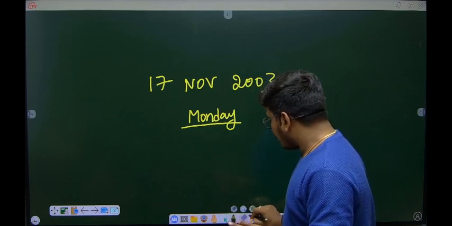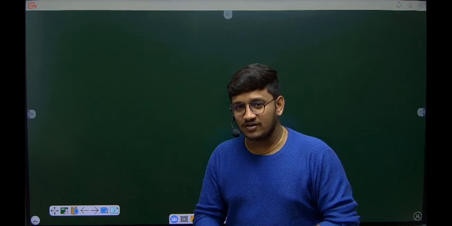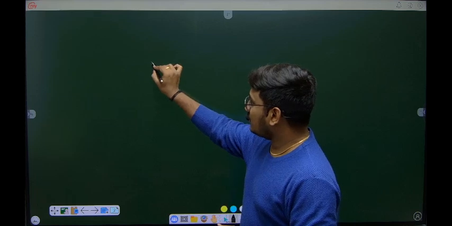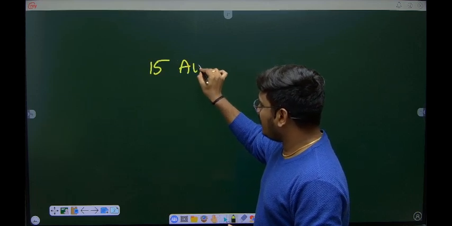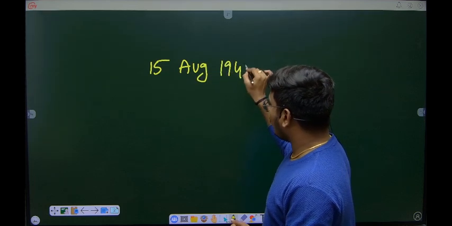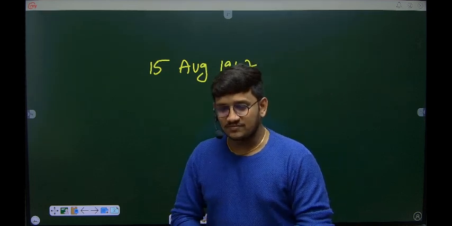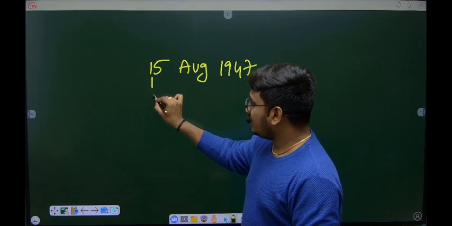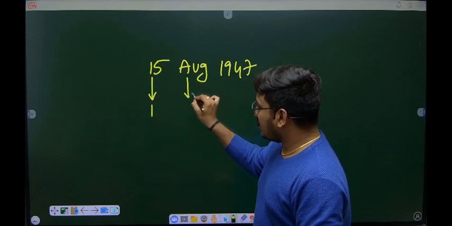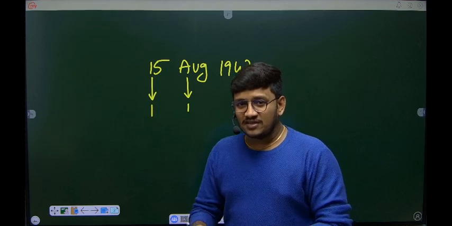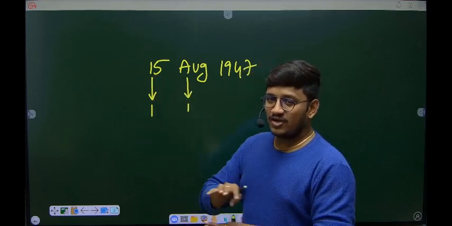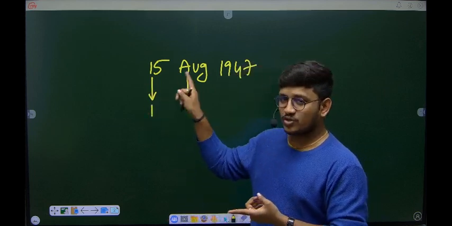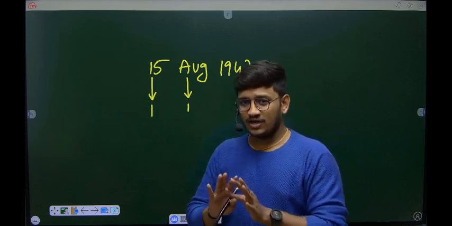Now, many students are waiting for how to calculate the answer in the 19 series and 18 series. Now it's time to calculate it. Let's consider 15th August 1947. Which day was it? Guys, a similar example. So 15 means 1, August means 1. Whatever the year may be, the process of calculating for date and month will not change.